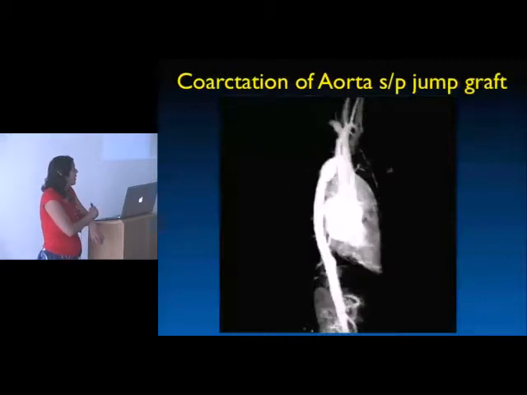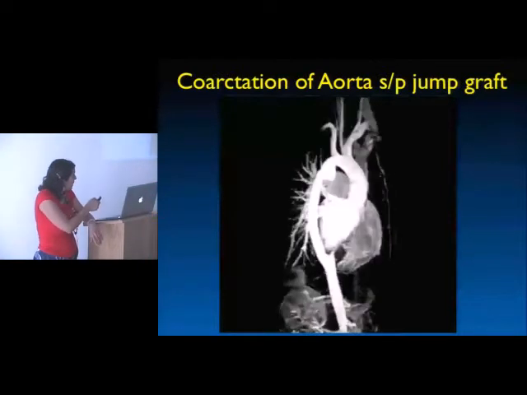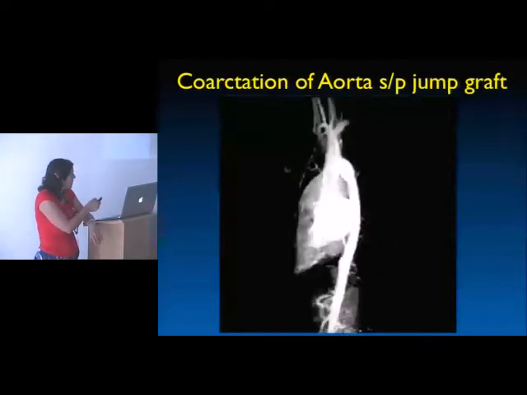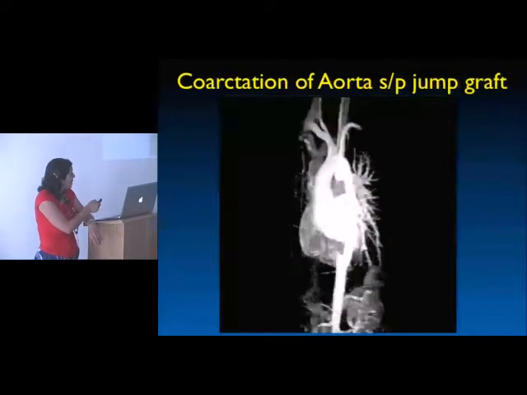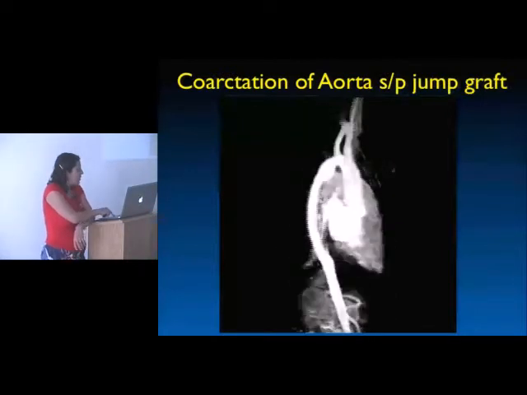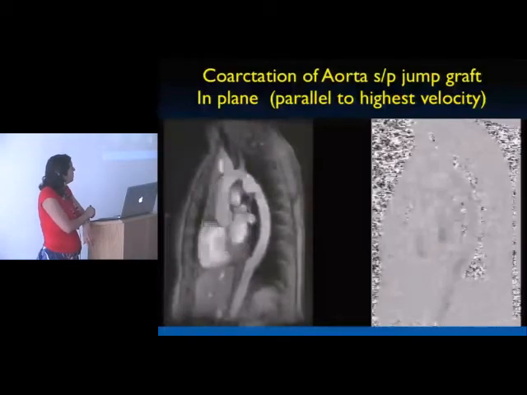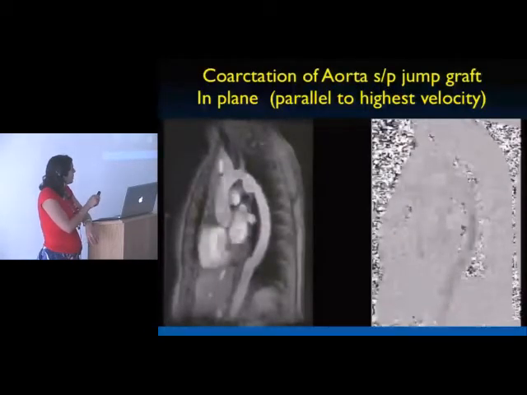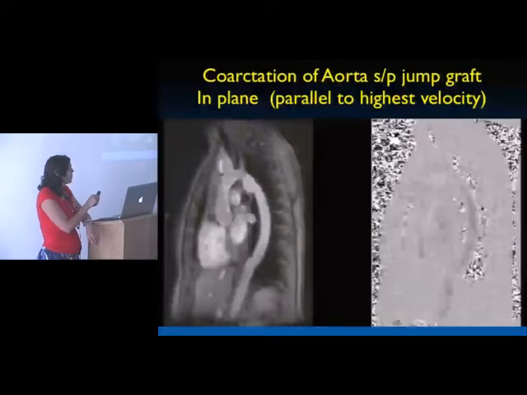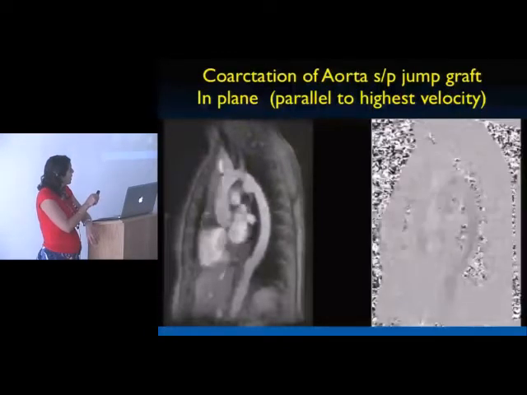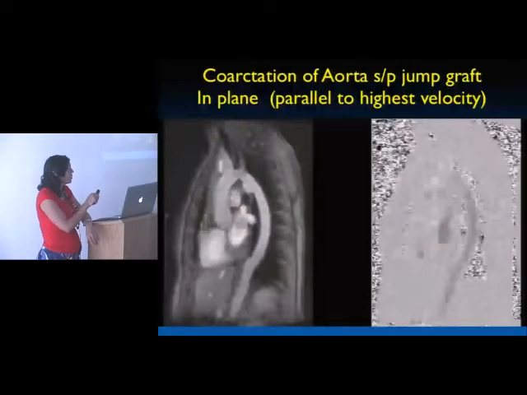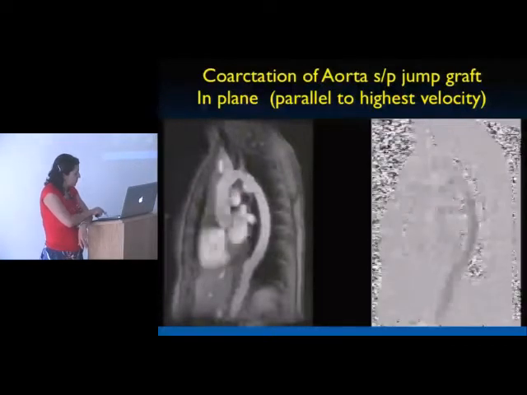Here's a patient that had a coarctation of the aorta that had what looked like an aneurysm at the graft anastomosis. We did a velocity-encoded image on them as well. And you can see here that there's actually no aneurysm, but just a little bit of a dilation that's occurring at the anastomosis.